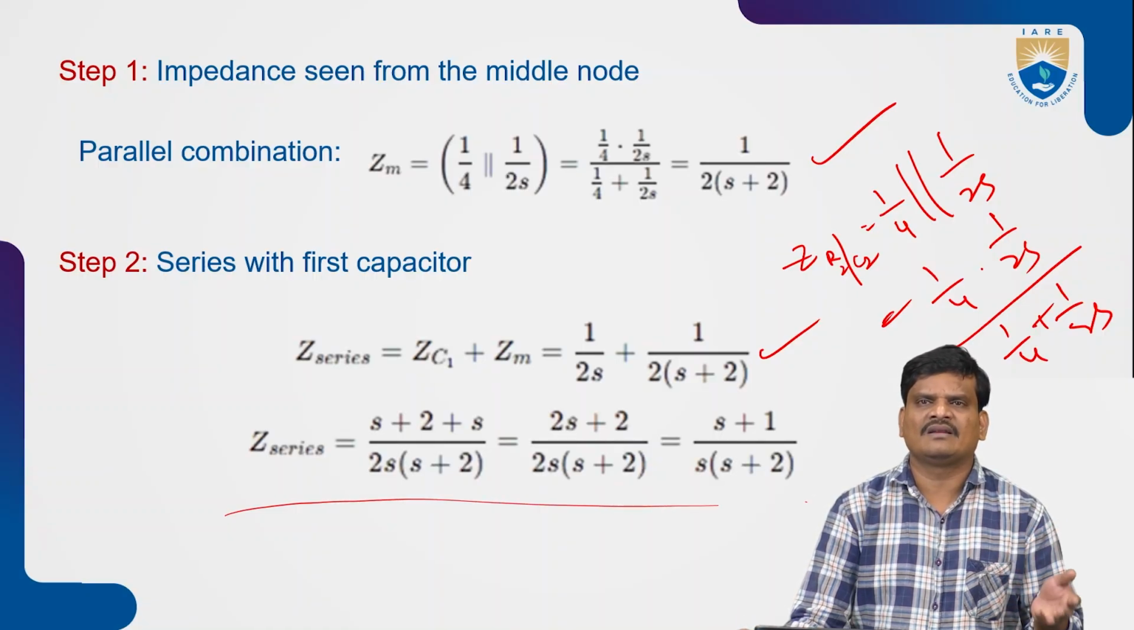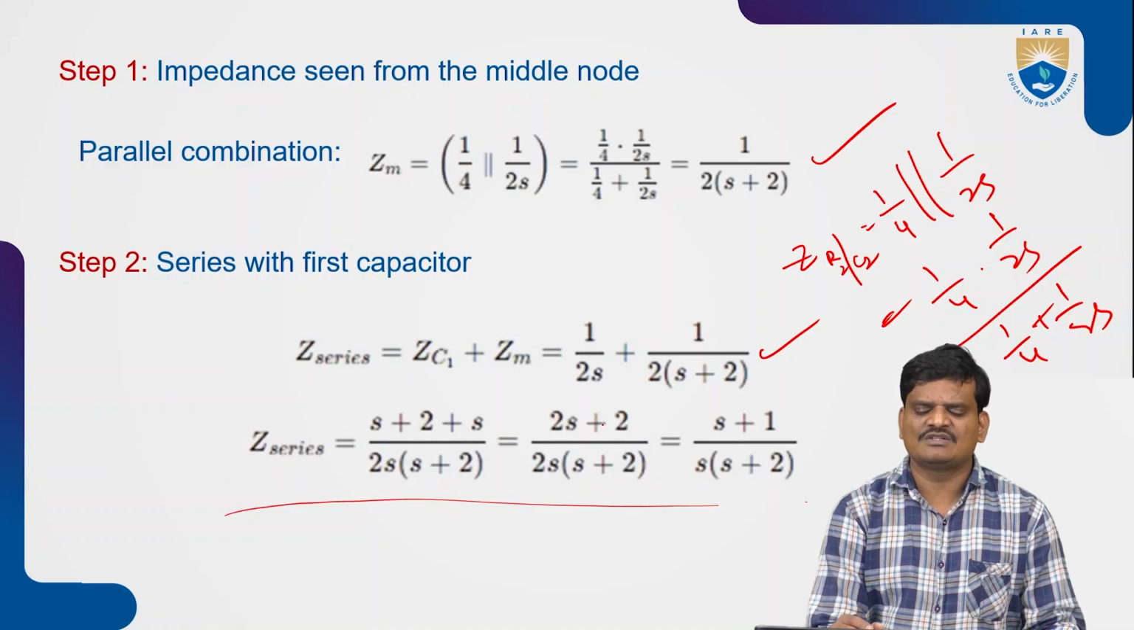By reframing this expression, by performing LCM on it, I will get this expression as 2s plus 2 by 2s into S plus 2. Again, in order to reframe this expression, the value of this is S plus 1 by S into S plus 2.